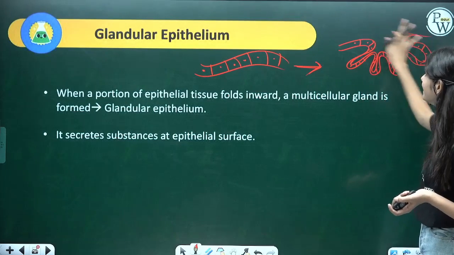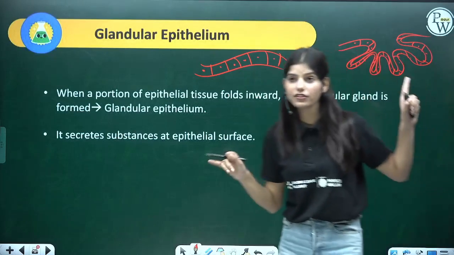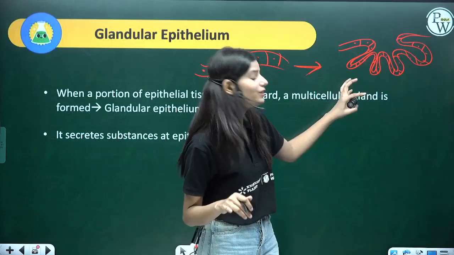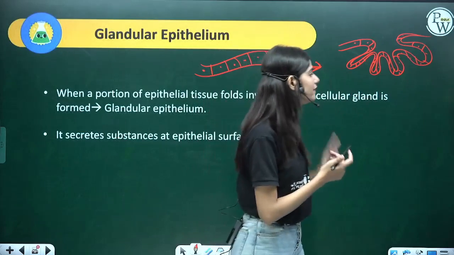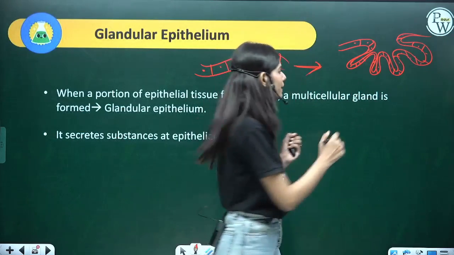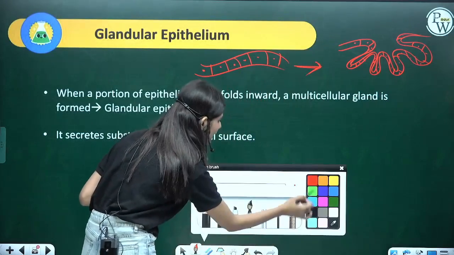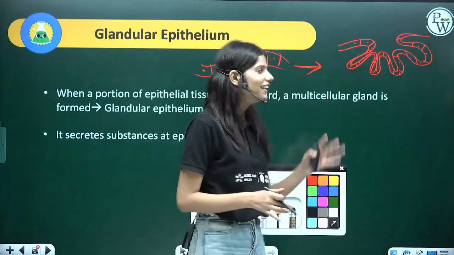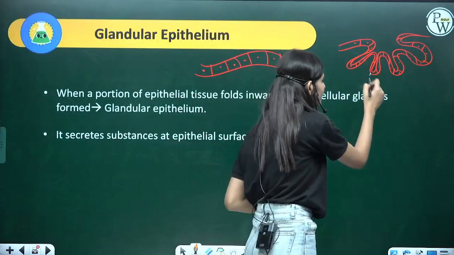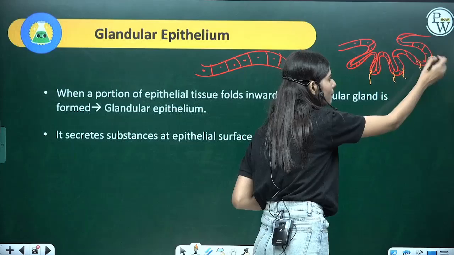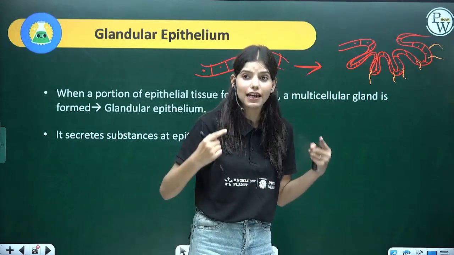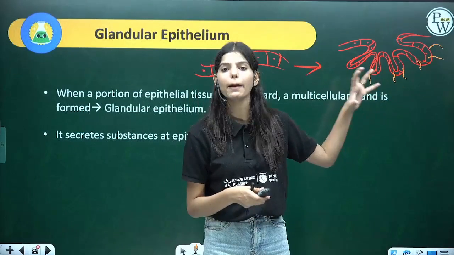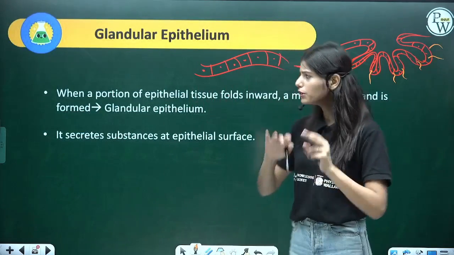We have a multicellular organ, and this multicellular organ will now start to secrete certain material and act as a gland, and that's why we say glandular epithelium, because it is secreting some material, and glands are the parts of our body which can secrete material. So this particular part of our body is secreting certain material on its epithelial surface, and it is acting like a gland, and because it is epithelium, it can be called glandular epithelium. I hope this part is clear to you guys.